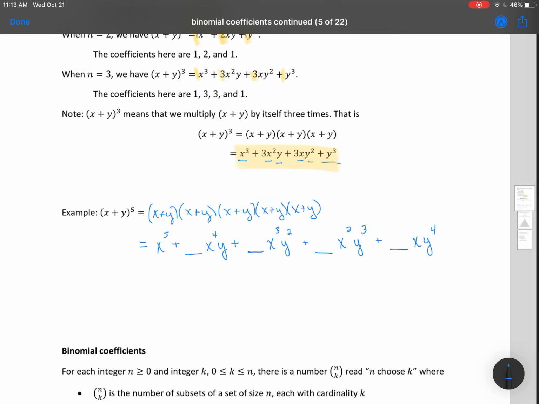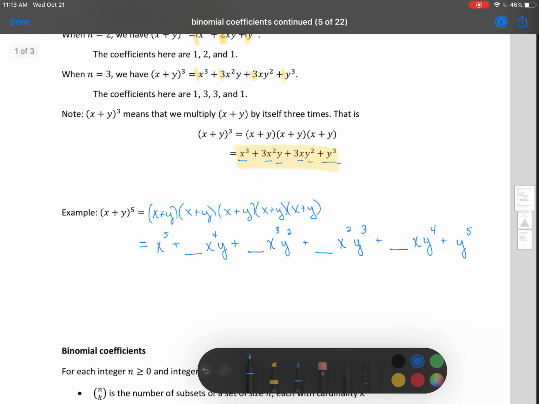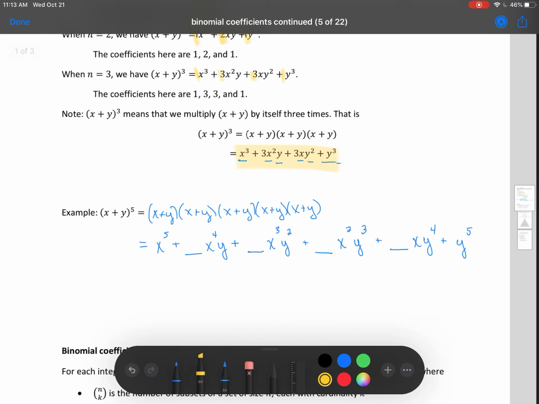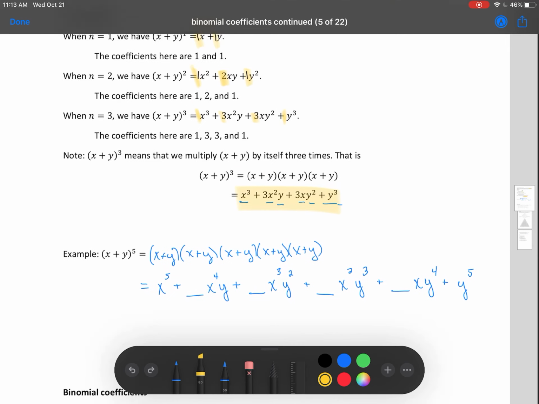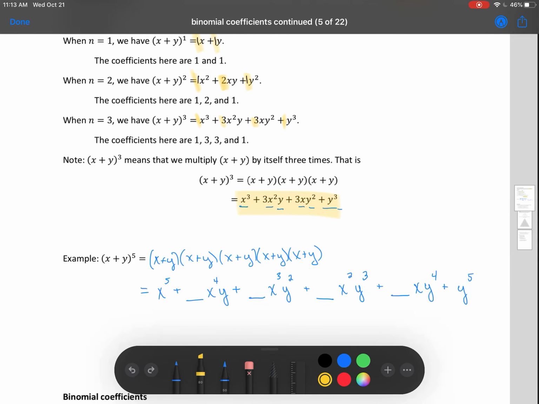Decreasing the power of x would be x to the 1st, and then y to the 4th, and then plus y to the 5th. All right, so I'm not leaving any blanks here in front of the x to the 5th and the y to the 5th because those are both going to be 1s, and we can see that based on the pattern that we observed up here.